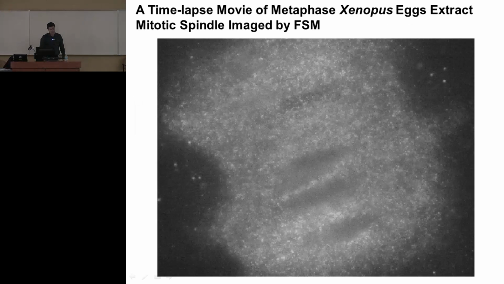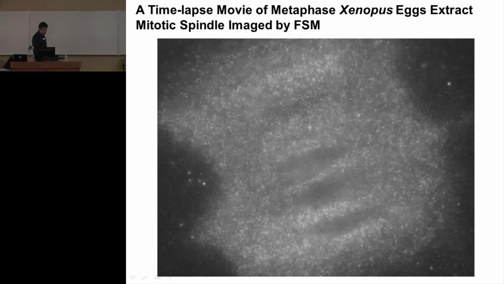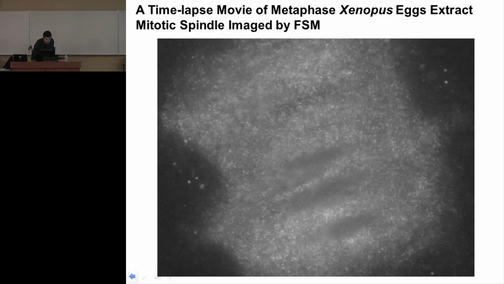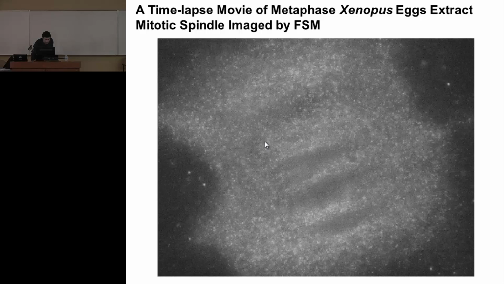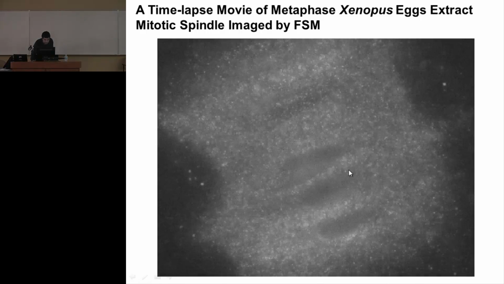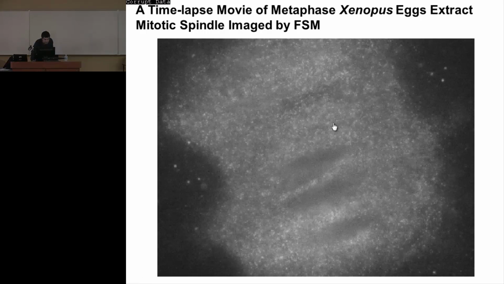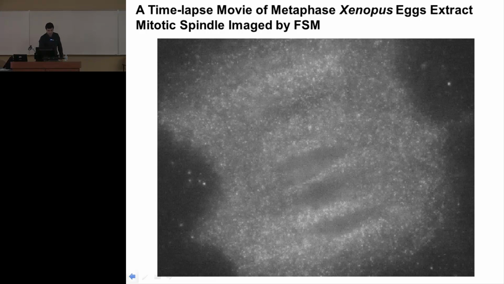If we have a movie obtained this way, we see the same structure of the mitotic spindle during division. On two sides, they're not labeled. We have the poles. The chromosomes are in the middle, actually here where we don't have the signal. And these are the microtubules. These speckles are the signal that we want to detect, track and analyze.